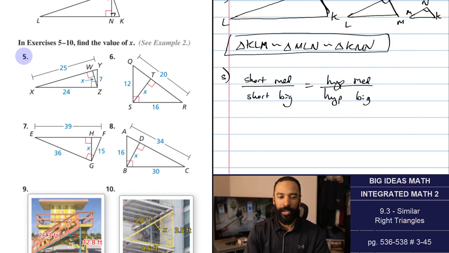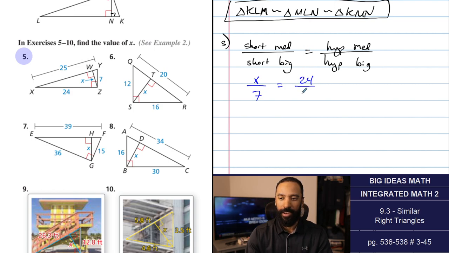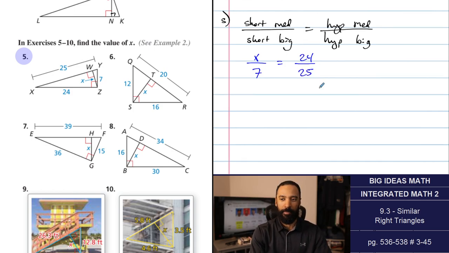So in this setup here, I can do short leg of medium, x, over short leg of big, 7. Sorry, I didn't know what I was looking for a second. Equals hypotenuse of the medium, 24, over the hypotenuse of the big, 25. That's going to be my personal setup there.